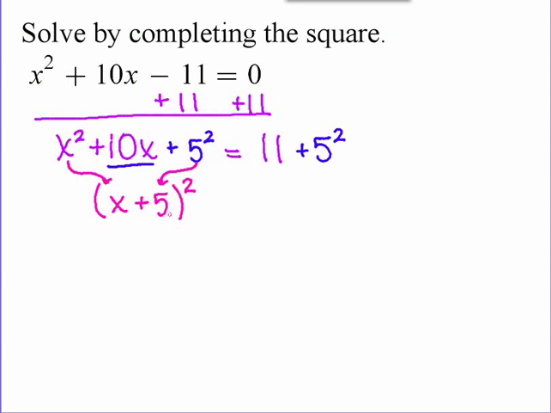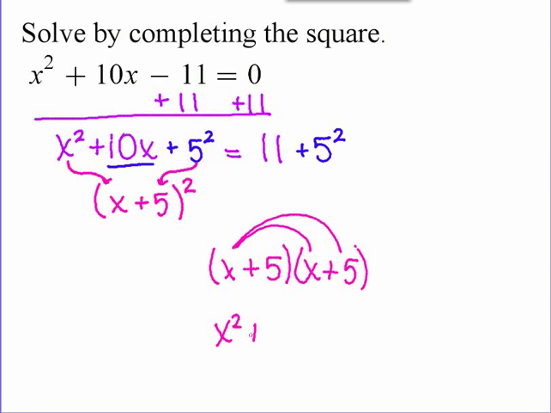Now, before some of you panic and say, what happened to the 10x? Because I know it's coming. Let's do this real quick. If I were to multiply out x plus 5 squared, x plus 5 times x plus 5, you would do this. That's x squared. That's 5x. That's 5x. And then that's 25. So really, I haven't lost the 10x. I've just factored it. The 10x is still there, it's just in factored form.